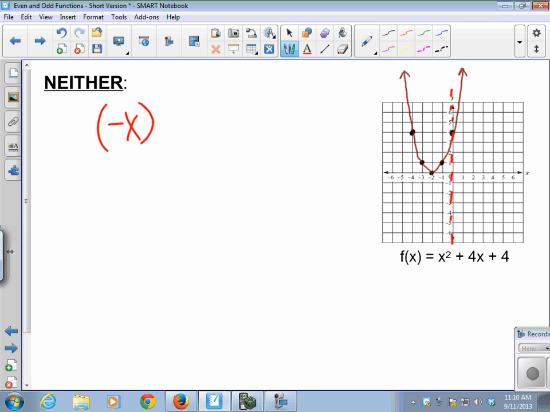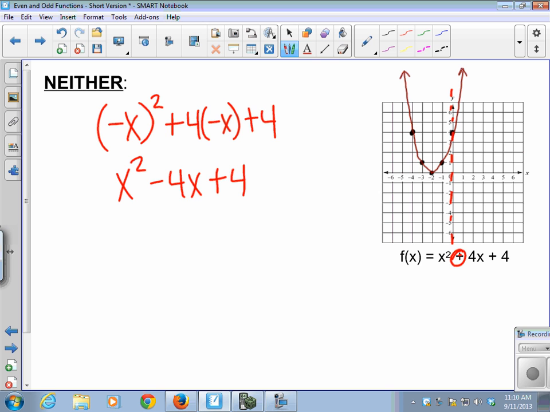So if I plug in -x, I get (-x)² + 4(-x) + 4, and I simplify this. A (-x)² is just going to become a positive x². 4 times -x is a minus 4x, and then that plus 4 doesn't change. I definitely don't end up with the same thing as what I started with because that sign is not the same. I also don't end up with a negative of what I started with because there's no negative that I could factor out of the front of that. So this one is neither. You would say f of x is neither and has no symmetry.